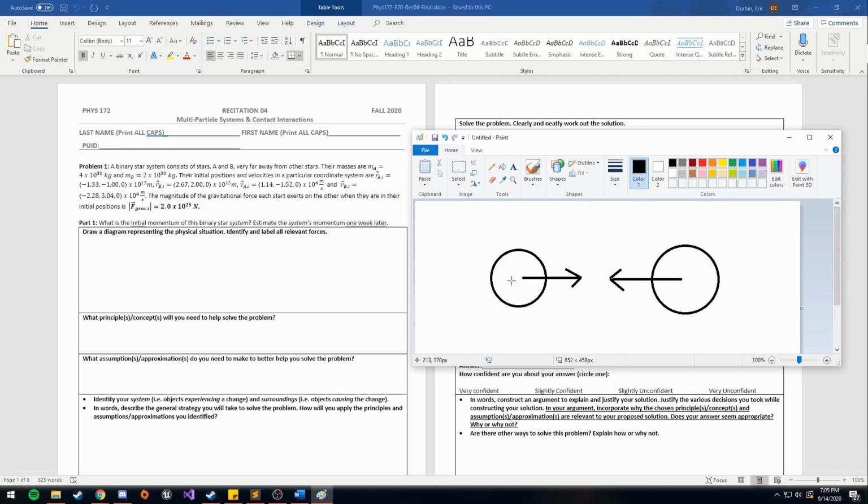Wait, what? Oh, okay, sorry, they're presenting the data to us weirdly. Okay. So, kind of in this direction. And this one is... nope, that's the wrong way. This direction. Negative x, positive y.